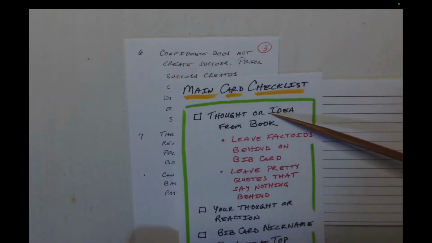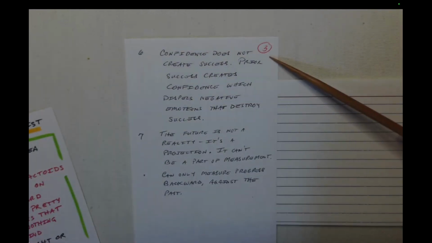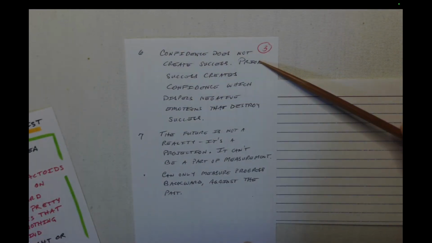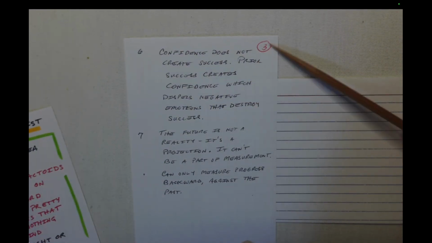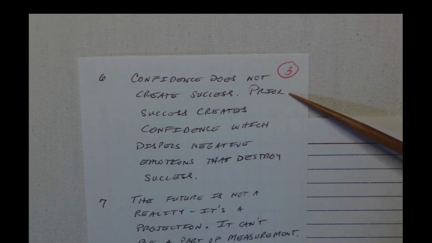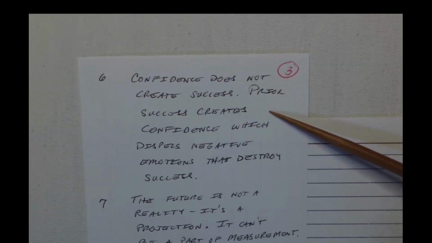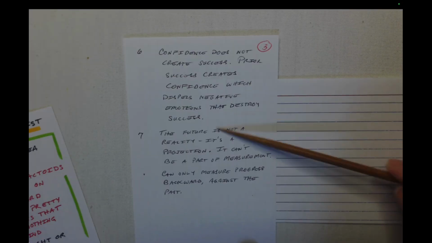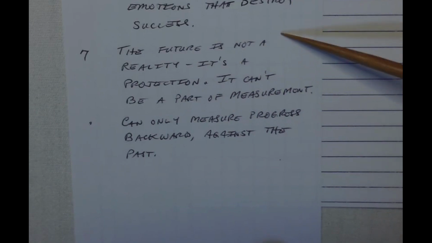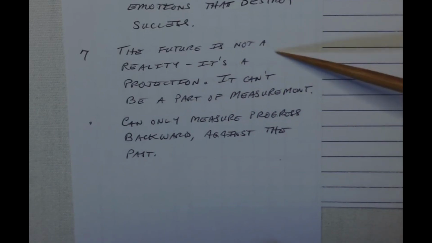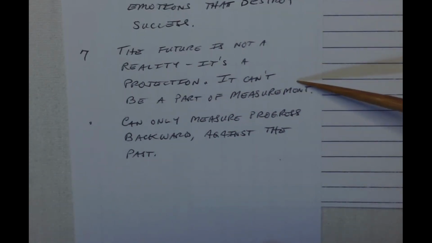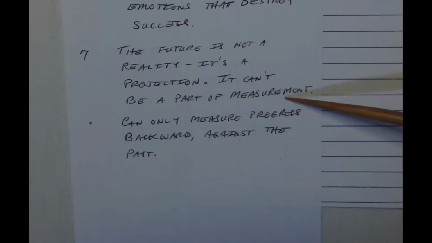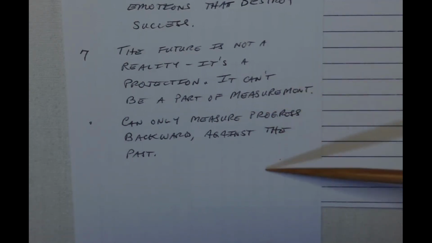So here I am with my checklist again. I need a thought or idea from the book. And here's page 3 of my bib cards. And I've got a couple of notes. Confidence does not create success. Prior success creates confidence, which dispels negative emotions that destroy success. And I've got another note here. The future is not a reality, it's a projection. It can't be part of measurement. You can only measure progress backwards against the past.